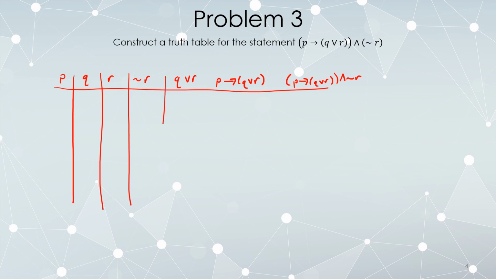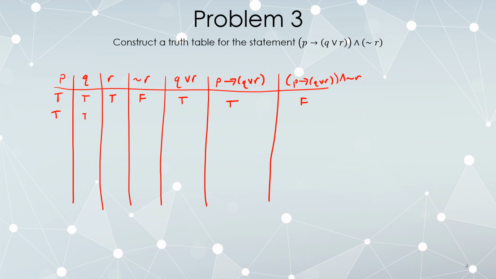Okay, now as always, we just need to make all of our rows. Let's just go row by row now. True, true, true. Well, since R was true, this is false. P and Q are both true, so this is true. The conjunction Q or R is true. If the conclusion is true, the conditional statement is true. And now, since the not R was false, this is going to be false.